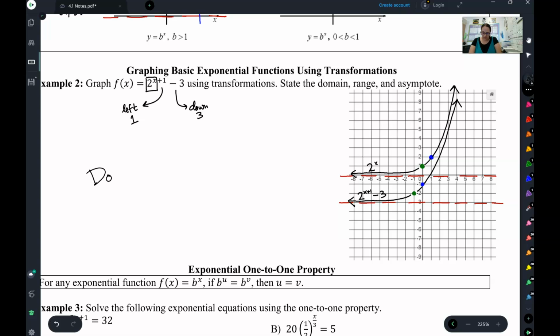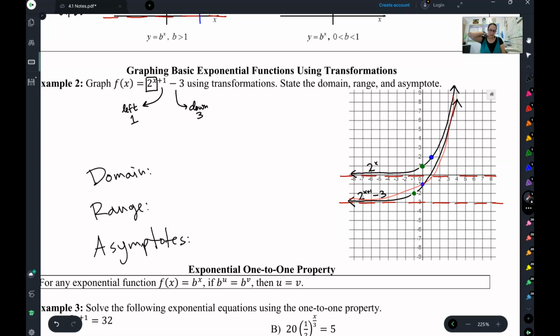Now we do want to state the domain, the range, and the asymptotes of this graph. And when I say this graph, I mean the transformed graph, not the original. So if I look at the transformed graph, I remember that domain is side to side. So it looks like this graph is going to go forever to the left, and even though it mostly goes up, it will go forever to the right. It's just going to go to the right slowly. So my domain is -infinity to infinity.